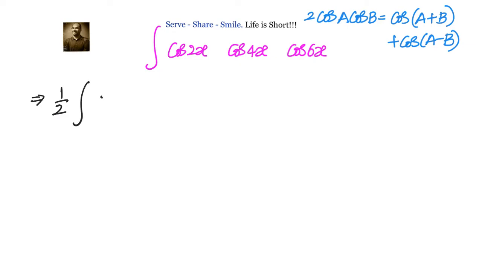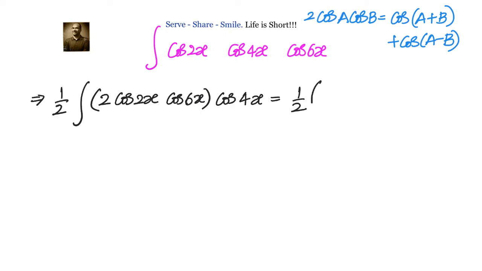So our first step will be half into 2 into cos 2x and cos 6x. I have taken the first and last terms. You can take first and second term or second and third term. Any way you approach, the final answer will be the same. Half into 2 cos a cos b. Here a is 2 and b is 6. So a plus b will be 8, and a minus b will be 6 minus 2, 4.